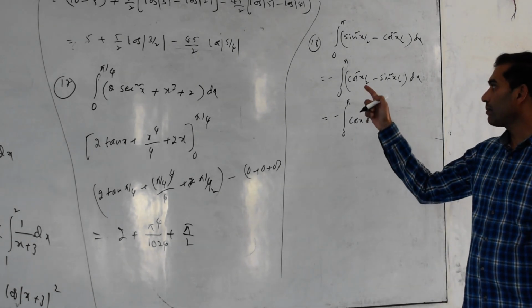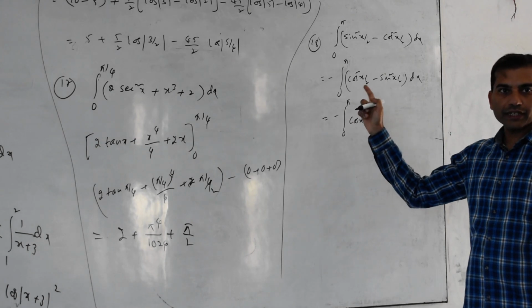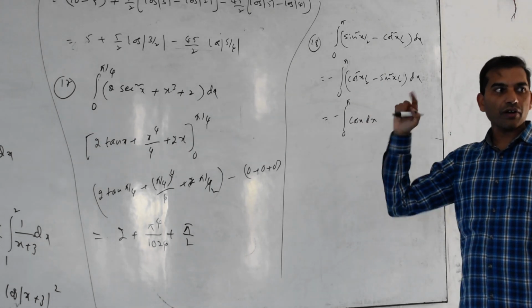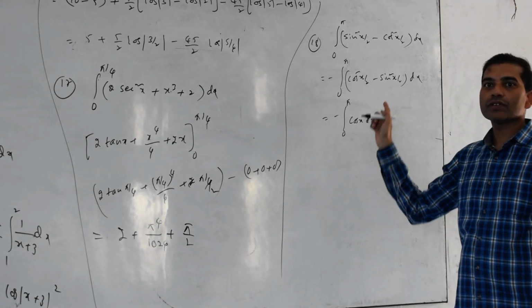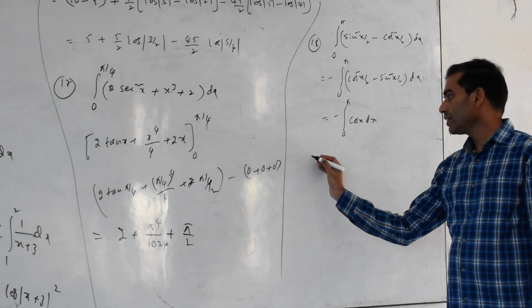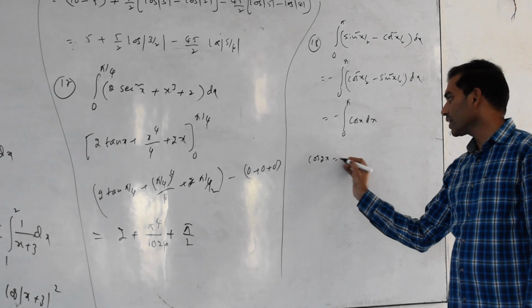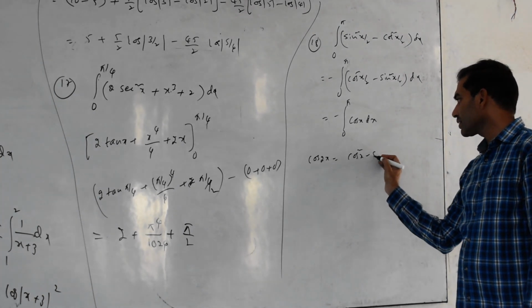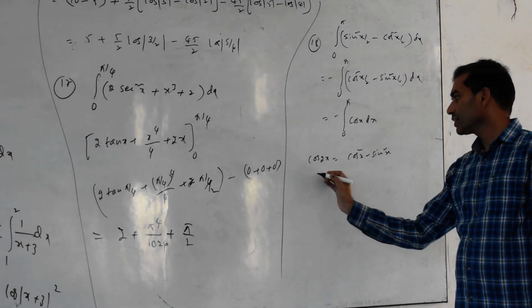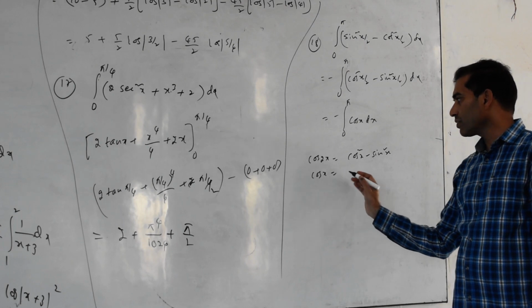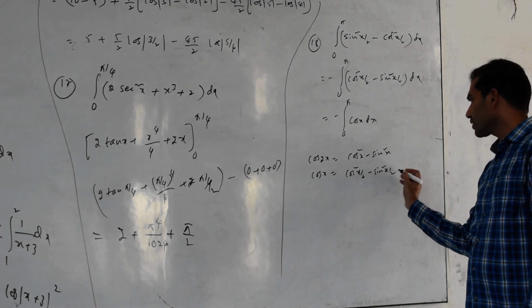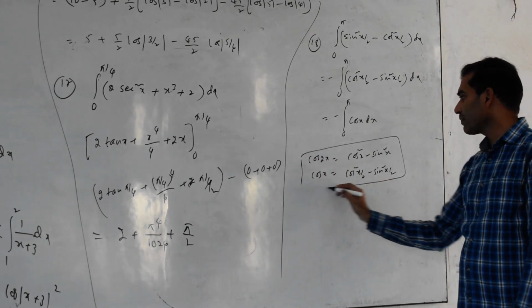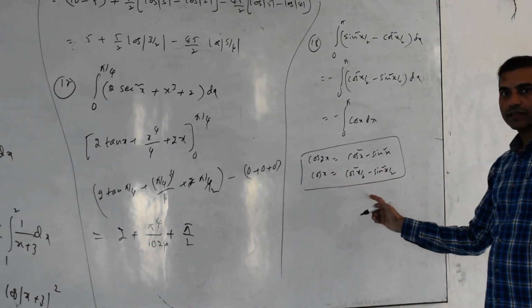So the third formula: cos 2x equal to cos square x minus sin square x. Therefore cos x equal to the half angle, cos square x by 2 minus sin square x by 2. Here cos 2x equals cos square x minus sin square x. What is the half angle formula? Cos x equal to cos square x by 2 minus sin square x by 2. These formulas should be perfect in first year only.